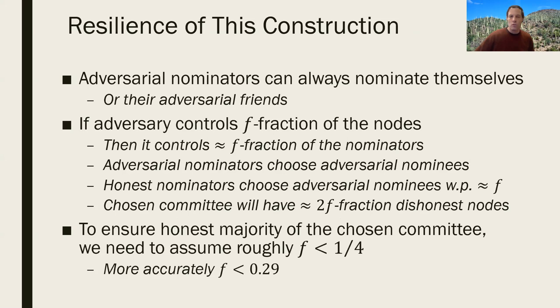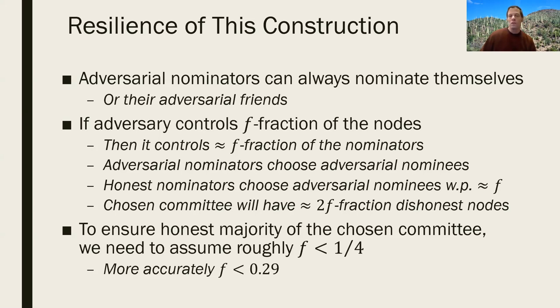Let me spend some time to talk about the resilience property of this construction. So we have two phases here. There is the nomination, and then there is the committee that's actually going to hold the secret. Now think of what happens if the nominator is adversarial. Well, adversarial nominators can always nominate themselves or their adversarial friends to be on the secret sharing committee. So if the adversary controls something like an F fraction of the nodes, then since the nodes self-select at random to the nomination committee, we expect about an F fraction of the nominators to be corrupted. And then the adversarial nominators will choose adversarial nominees, and the honest nominators are gonna choose random nominees. So again, these nominees will also with some probability F be adversarial, which means that the chosen committee will have roughly a 2F fraction of adversarial nodes.